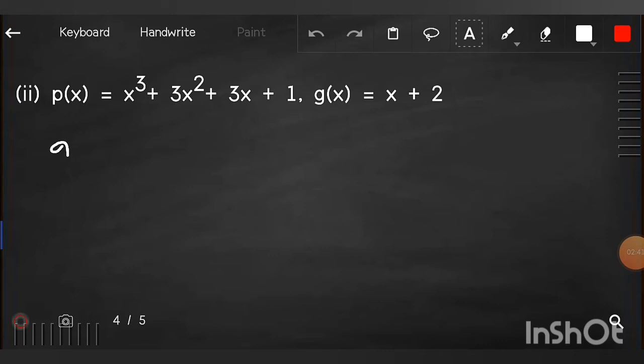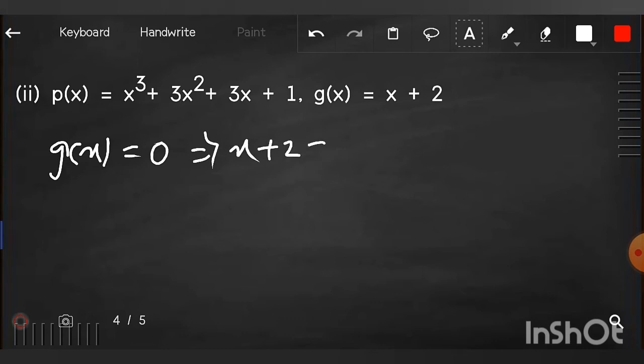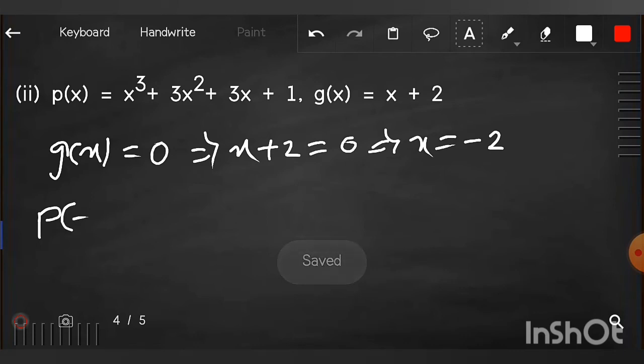Here first what we have to do, g of x must be equated to 0, that indicates x plus 2 equal to 0, that implies x equal to minus 2. Now we have to replace x with minus 2 so that you will get the result. If that comes as 0, then we say that x plus 2 is a factor of the given polynomial, or else it is not a factor of the given polynomial. So you do it yourself.